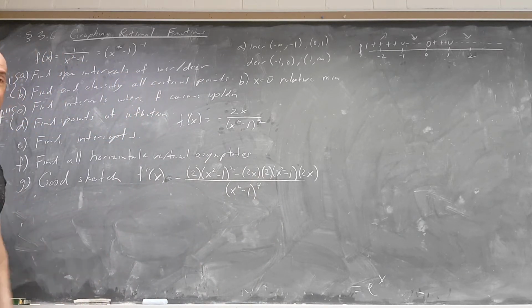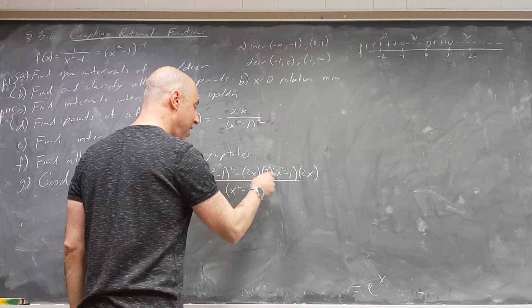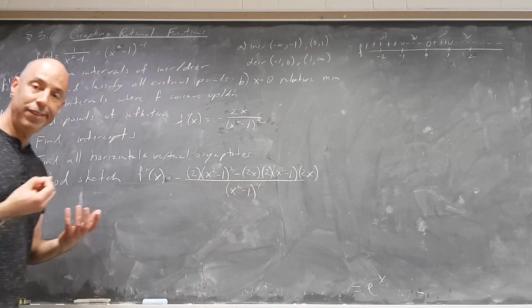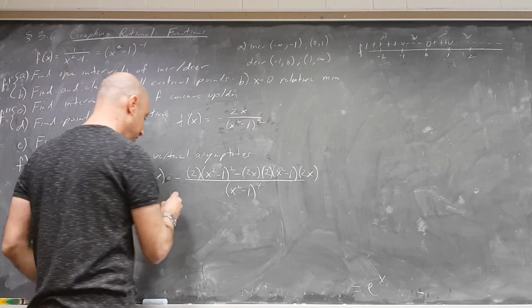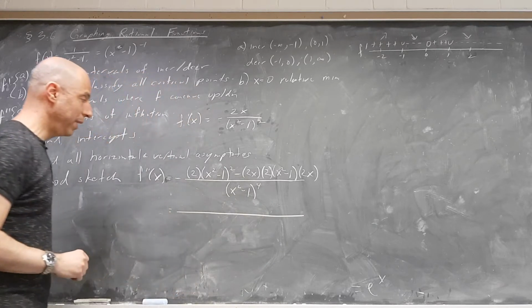We're eventually going to have to figure out where that thing is positive and negative and 0 and undefined. Right now it looks miserable. So let's try to do a little bit of simplification on the top before we do any serious work. See if we can write this thing a little bit more simply.